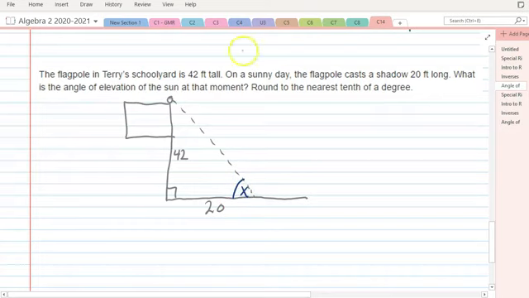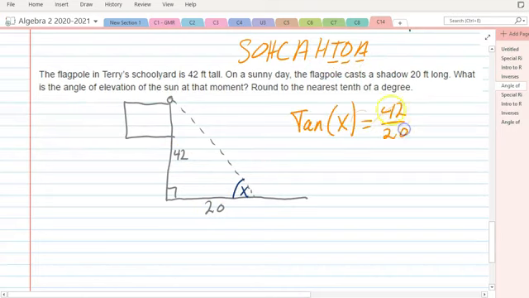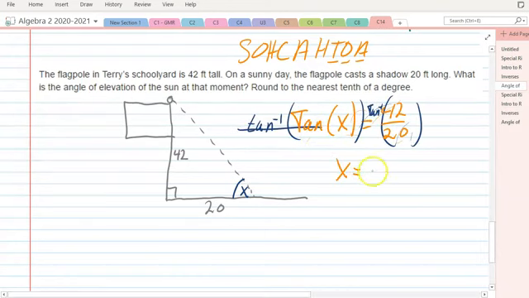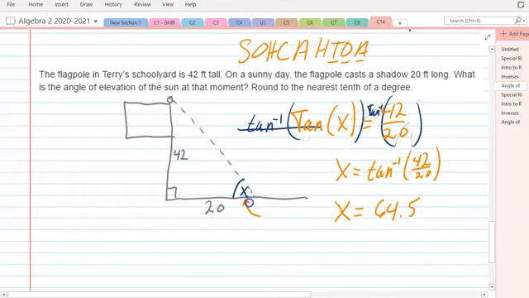Again, we're going to use SOHCAHTOA. From my angle, I have the opposite and the adjacent. Tangent is opposite over adjacent, and that's what we'll use. Tangent of x is equal to 42 over 20. In order to get the x all by itself, you take the inverse. The inverse cancels out the tangent, and you're left with x is equal to tan inverse of 42 over 20. At this point, you plug it into your calculator, and you get 64.5. So the angle of elevation of the sun is 64.5.